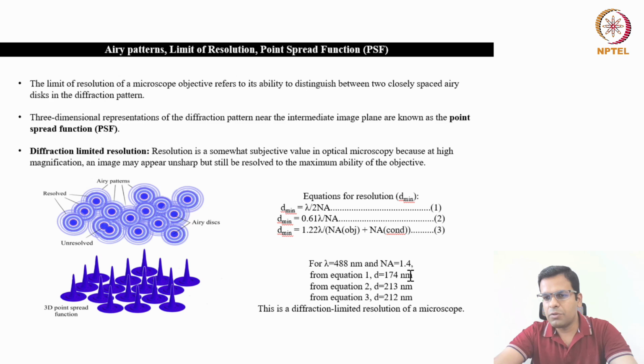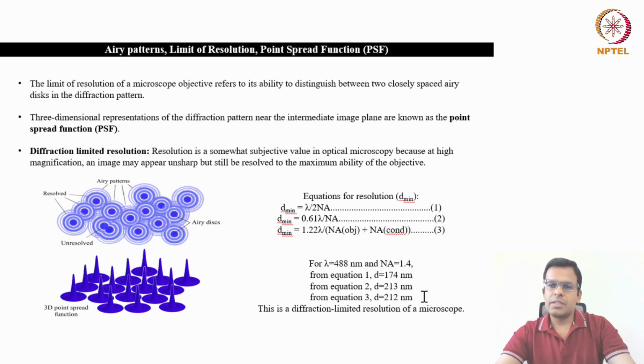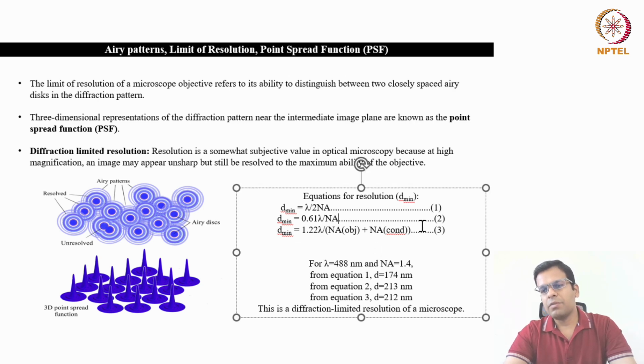Equation 1 will give you 174 nanometer, equation 2 will give you 213 nanometer, and equation 3 will give you 212 nanometer. So while comparing the resolution across different microscopic systems, you should make sure that the resolution is calculated using the same equation. It should not be that for one microscope you calculated using one equation and you are comparing it with another microscope for which it was calculated using the first equation. You can see there is no significant difference between equation 2 and equation 3, but if you calculate using equation 1, then it's a significant difference.